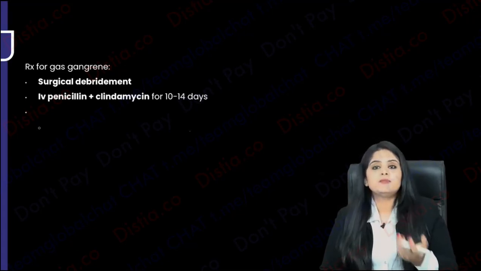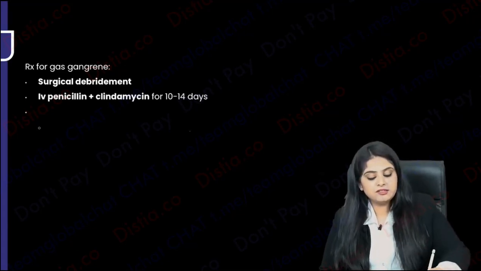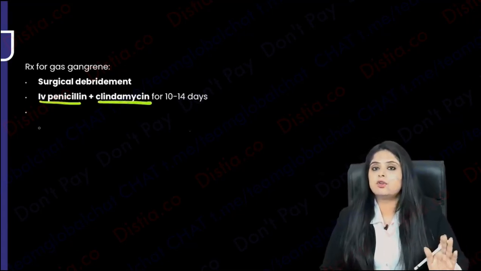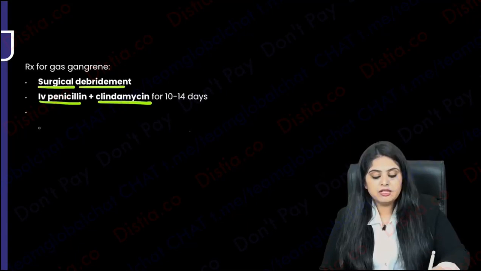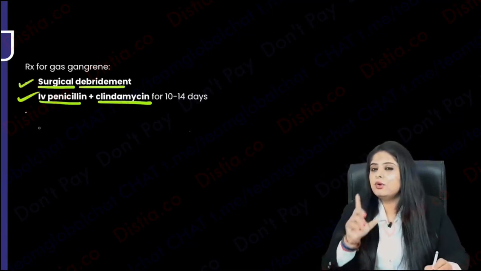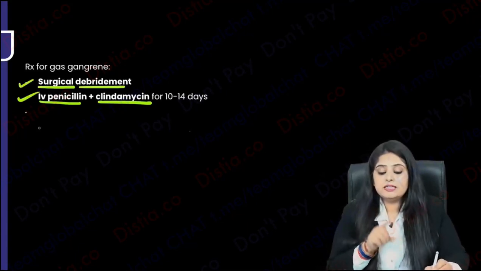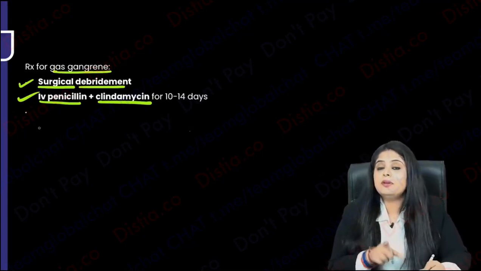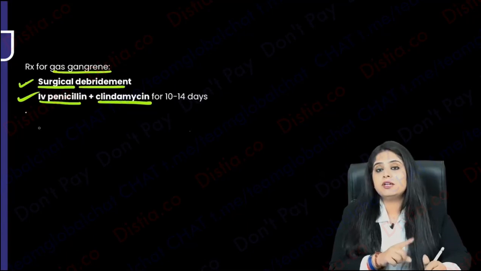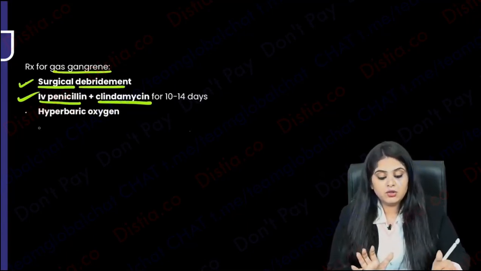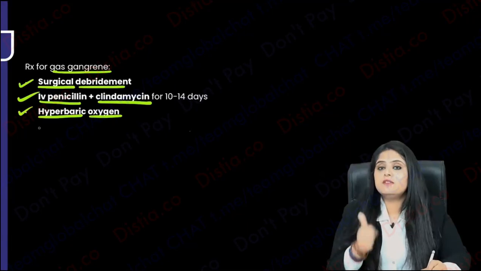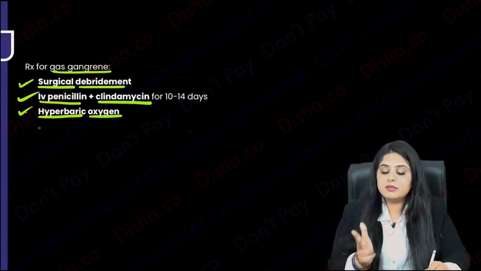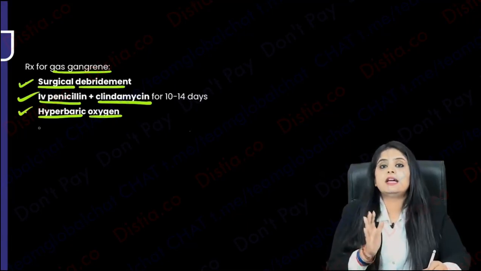After that, you will have to give the patient antibiotics. So there is IV penicillin plus clindamycin, which is given for almost 2 weeks, 10 to 14 days. So there is going to be surgical removal, then IV penicillin. Then you also have to think that this gas gangrene happened because of an anaerobic environment. So don't maintain anaerobiosis, give oxygen. You also have to consider hyperbaric oxygen. So surgery with hyperbaric oxygen, with IV antibiotics, penicillin and clindamycin, that is your treatment.